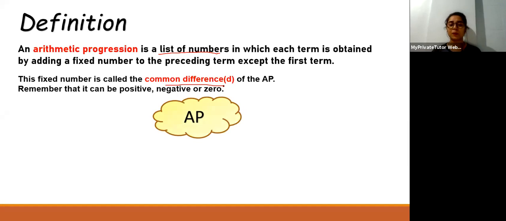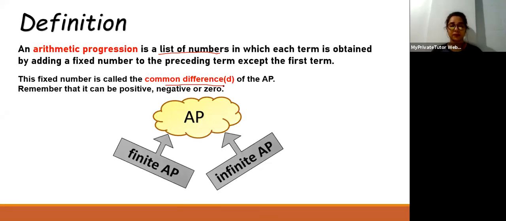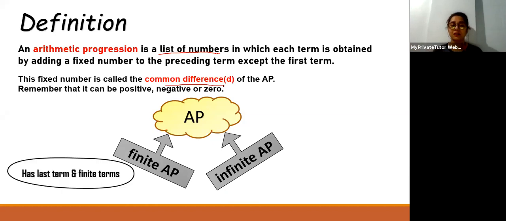Now if you talk about arithmetic progression, the sequence or the list of numbers that we talk about is divided into two parts: finite AP and infinite AP. Now what does that mean? You might be thinking about it, right? Finite means which has an end, like 1 to 10, so those are called finite numbers. But if you talk about 1, 2, 3, and it goes on till infinity, that is called an infinite list.